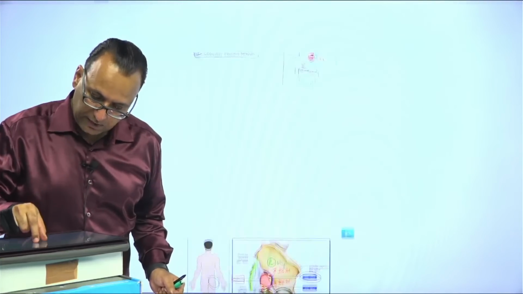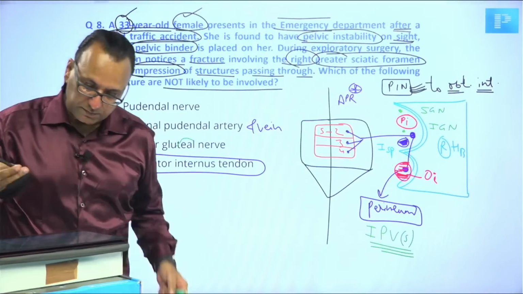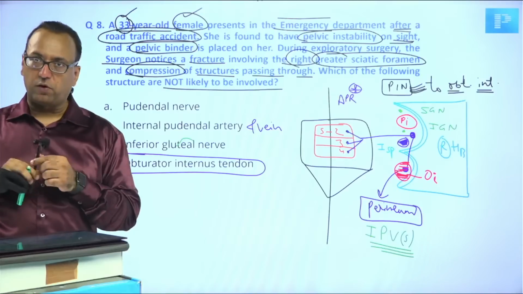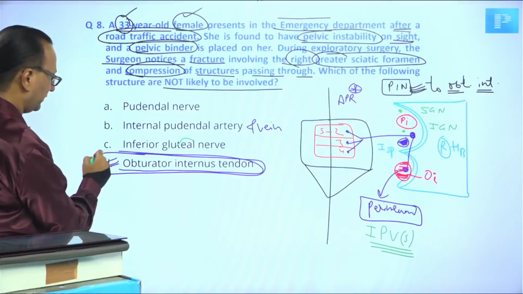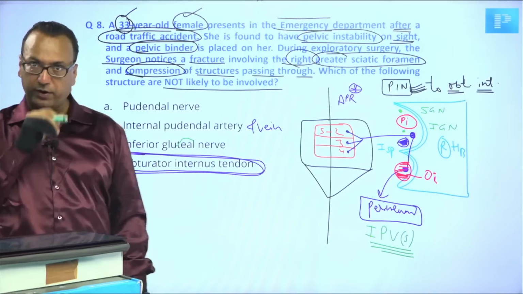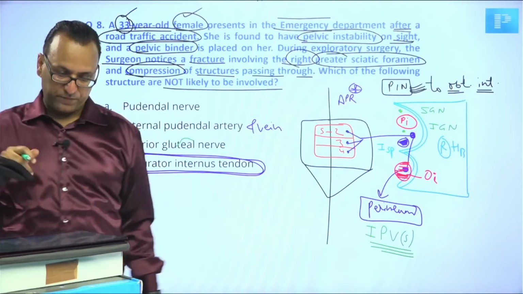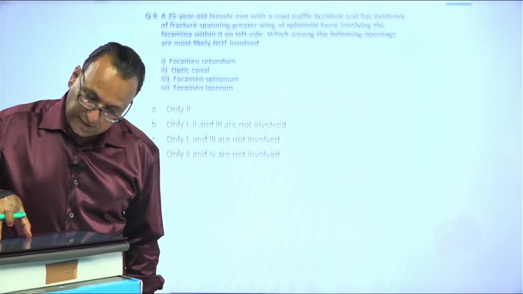Our question is asking about a fracture of the greater sciatic foramen. Which structure is not involved? The structure which passes through the lesser sciatic foramen. The tendon of obturator internus is not affected. Okay, let us go on to the next question.